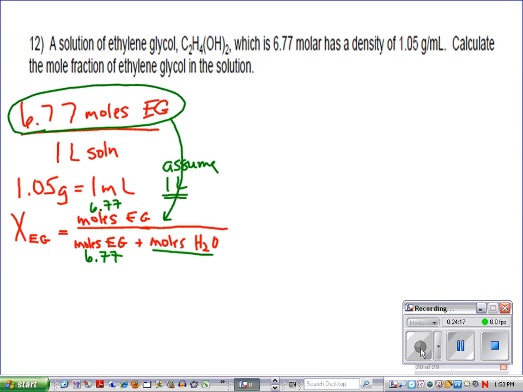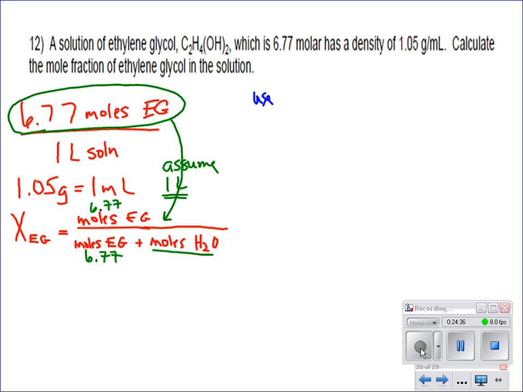So Jasmina redeemed herself and told us how to do this. She suggested using the 1.05 gram per mL density and converting the 1 liter of solution to total grams of solution. Once we have total grams of solution, I should write this down. Use density to find grams of solution. Okay, assuming 1 liter. We have to assume 1 liter because that's what our moles is based on.